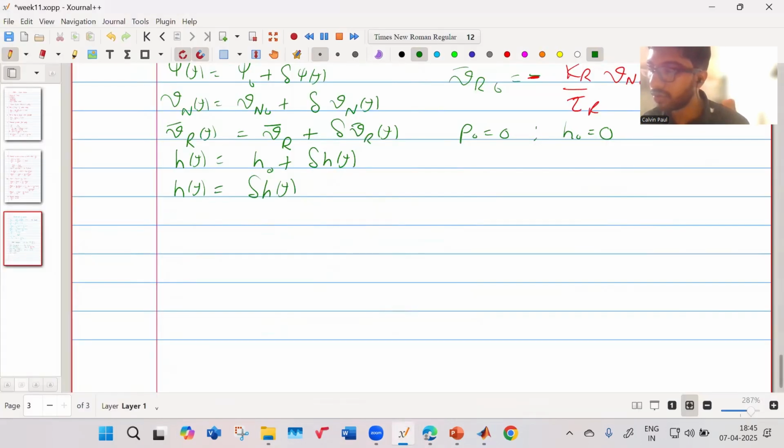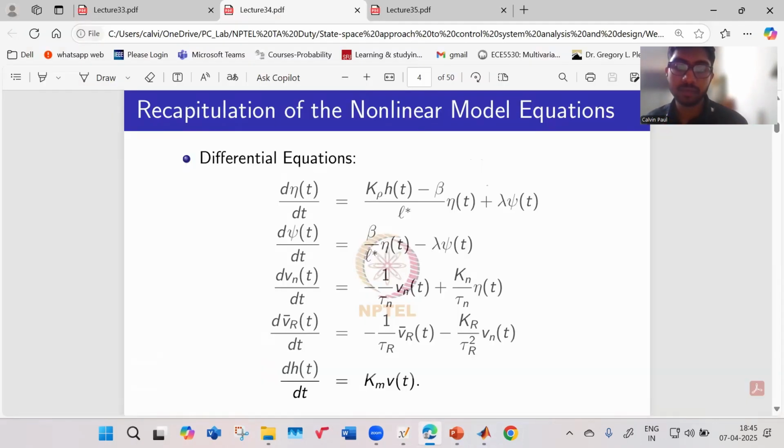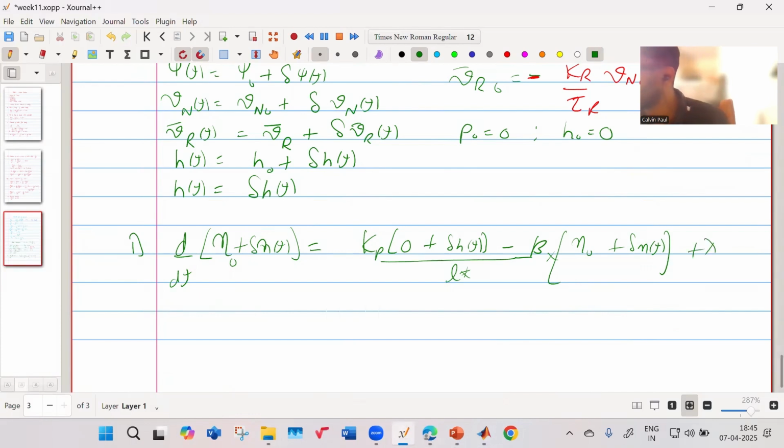So we will do the first equation: d/dt of (eta naught plus delta eta of t) is equal to kp into h of t, so kp into (0 plus delta h of t), minus beta upon L star into (eta naught plus delta eta of t), plus lambda into (phi of t plus phi naught).